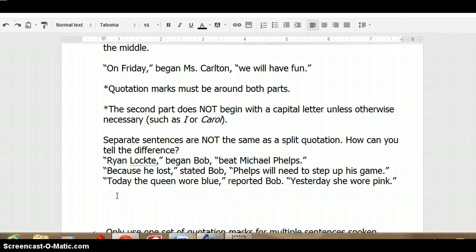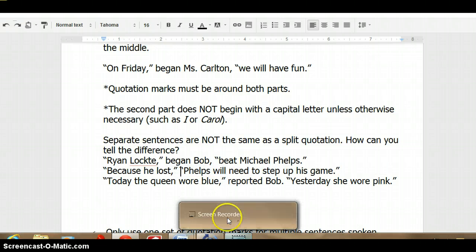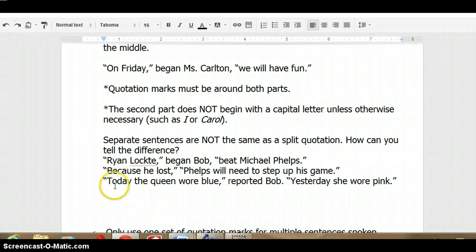Because he lost, stated Bob, Phelps will need to step up his game. So again, let's look at it and see, is this a single sentence? Yes, it is. So you have a dependent clause because he lost added to an independent clause. Phelps will need to step up his game. It's a complex sentence, but nevertheless, it's one sentence. So we're going to stick that tag right back in there.